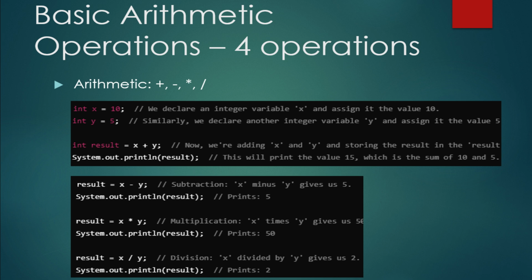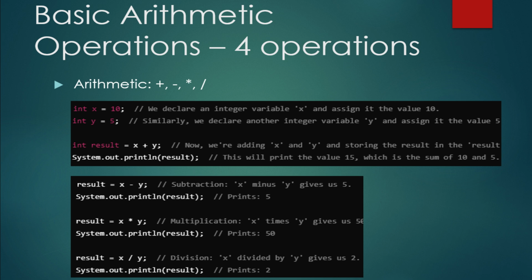Let's continue with the other arithmetic operations. Here, we are subtracting y from x, multiplying x by y, and dividing x by y. The results of these operations are stored in the result variable, which we print after each operation. Notice how the division gives us the integer result of 2, as both x and y are integers. Java performs integer division when both numbers are integers.